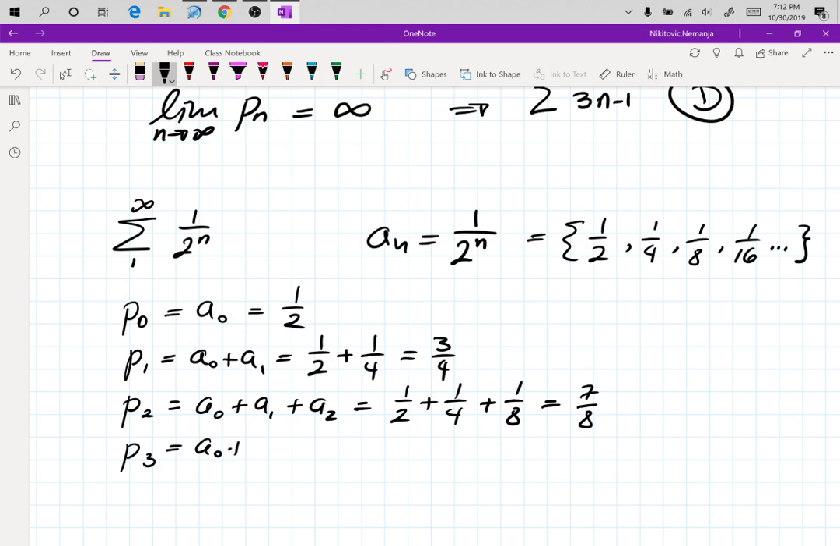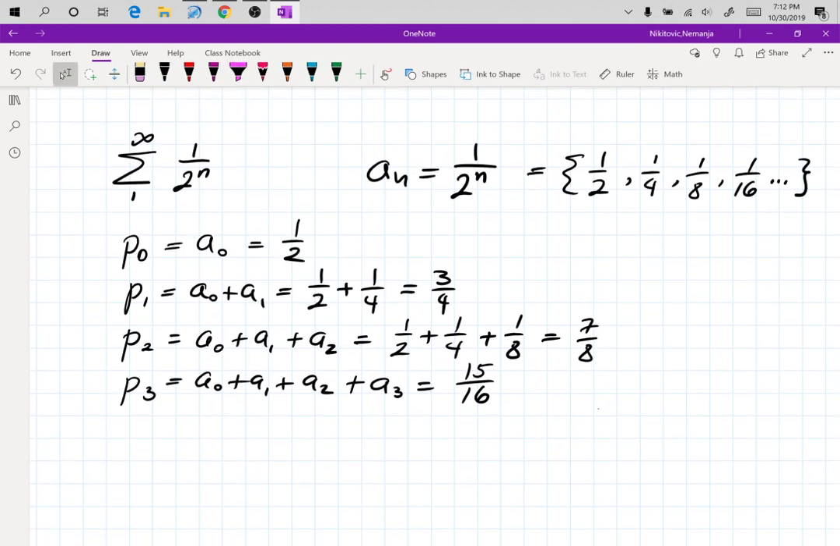P3, A0 plus A1 plus A2 plus A3, is going to be 7/8 plus 1 over 16, so that's going to be 14 plus 1, 15, over 16. 15 over 16. Can you guess the next one? I don't have the numbers. Can you guess it if you look at the pattern? 31 over 32. Very good. Do you see how the numerator goes up by 1 and the denominator goes up by 1? Awesome.